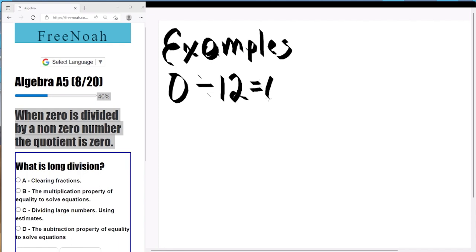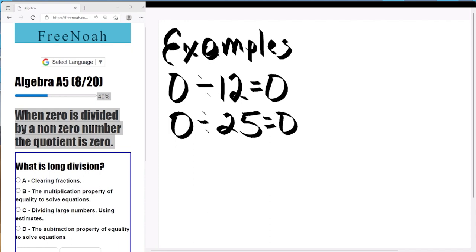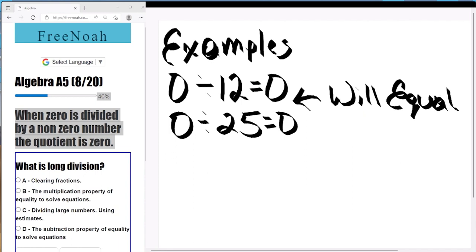A few more examples here. 0 divided by 12 is 0. 0 divided by 25 will equal 0. Notice here, right, that our quotient is 0. So when 0 is the dividend, the quotient will always equal 0.